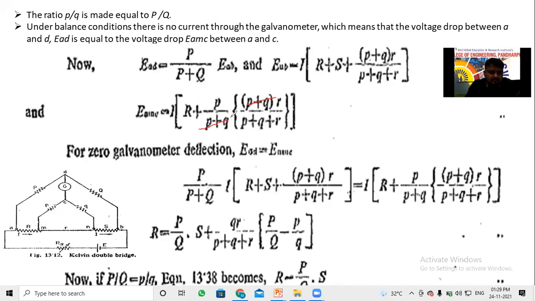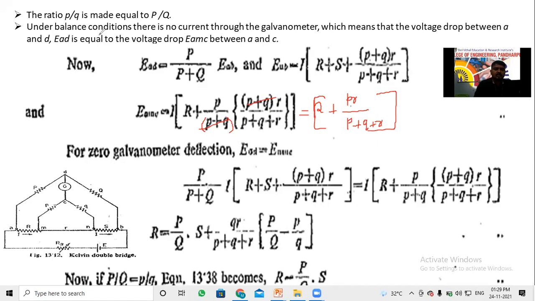Multiplication is there here, so P plus Q gets cancelled. You can open the bracket and put it like that. Is it correct or not? Yes, sir. After cancellation, what is the term left here now? R plus small pr divided by P plus Q plus R. This is the EAMC, the equation we have done here.